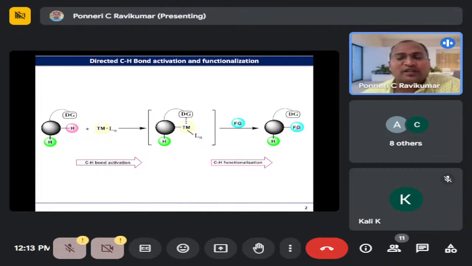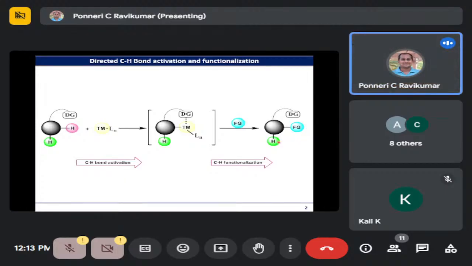And you get the functionalization here. So this is the process. You break a CH bond and put a functional group. You particularly break the CH bond that is close to the directing group, not the one that is far away. You see this far away CH bond is staying intact. So this is the whole concept which we are working on. It is popularly known as CH bond activation process. This is of current interest. Many researchers across the world are working in this concept, and we are one of them.